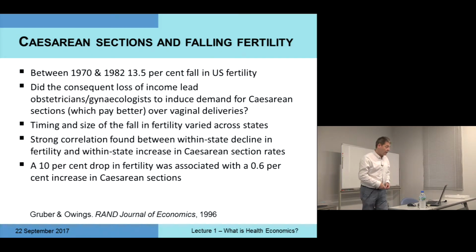And they found a strong correlation between the decline in fertility and the increase in caesarean section rates. Now, of course, this could be coincidental. But because fertility was dropping at different times, at different rates in different states, if there's another explanation, it would also have to be having a differential effect, starting at different times, going at different speeds in different states. So there's a suspicion that it's not just chance. And the quantitative relationship is not vast, but a 10% drop in fertility was associated with a 0.6% increase in caesarean sections.